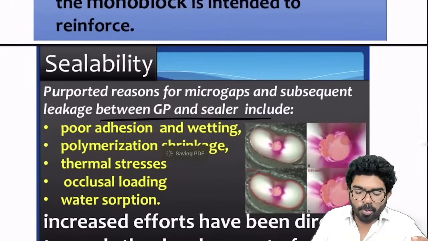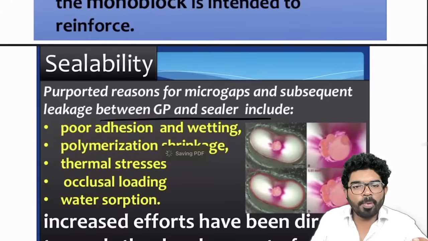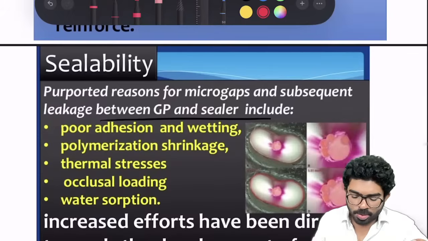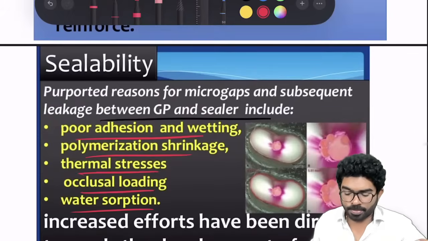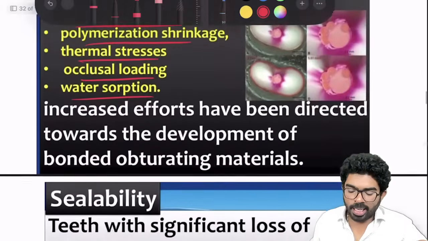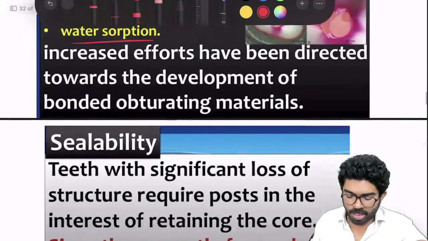So whenever you have poor adhesion, poor wetting properties, polymerization shrinkage, thermal stresses, occlusal load, or water absorption, all these are going to damage your sealability, and that leads to failure of the obturation material.